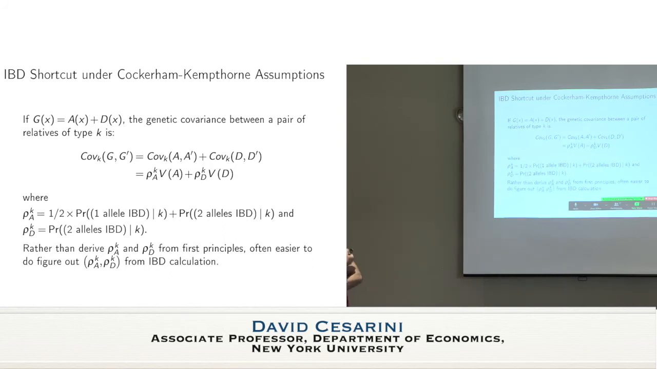So rather than derive these genetic covariances from first principles like you did in the problem set, it's often easier to figure it out from an IBD calculation.